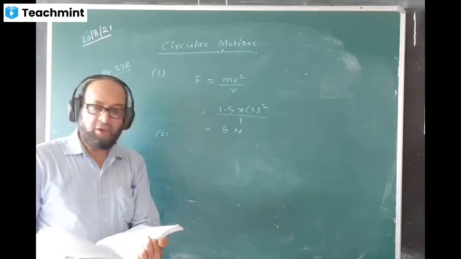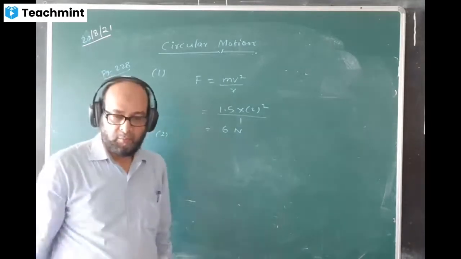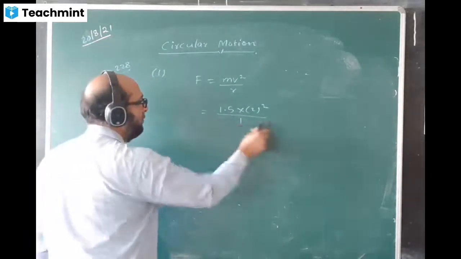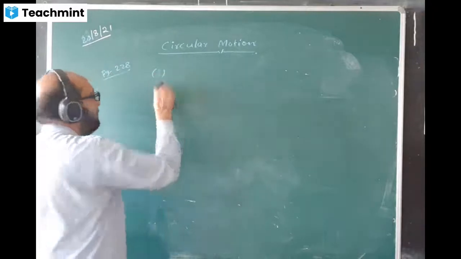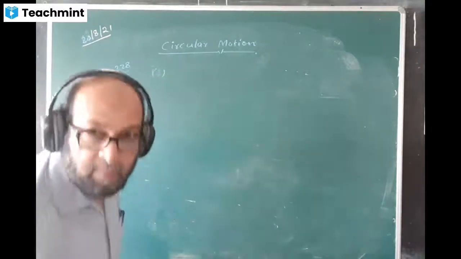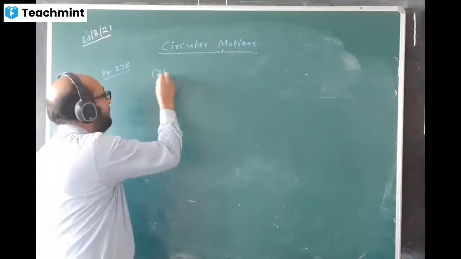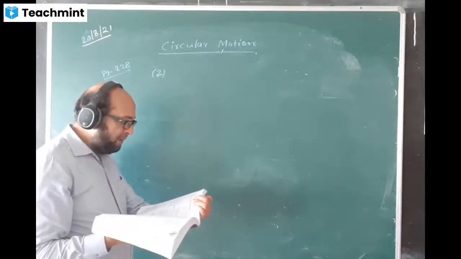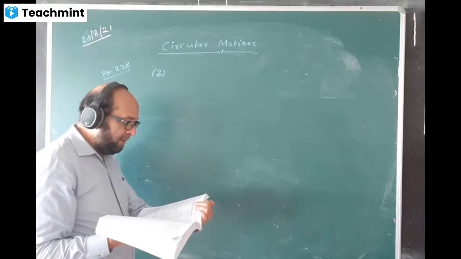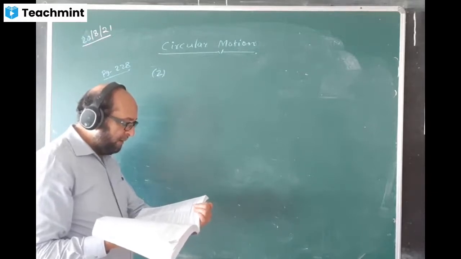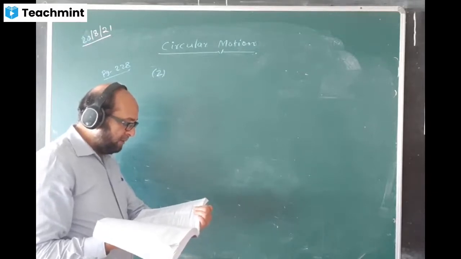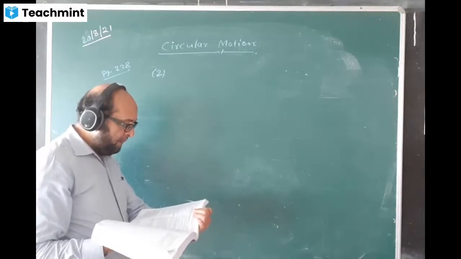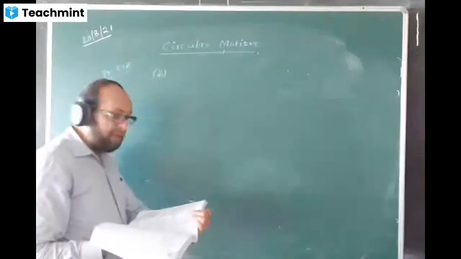Now go to question number 2. Question says a string 1.5 meter long is used to whirl a 1.5 kg stone in a vertical circle so that its velocity at the top is 6 meters per second. What is the tension in the string when it is horizontal?